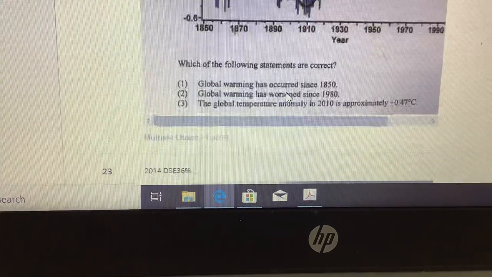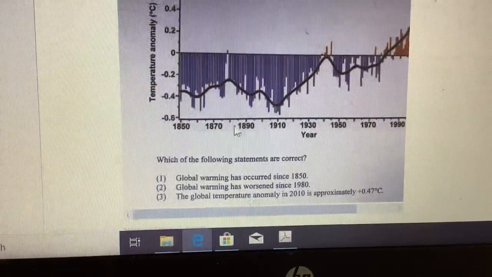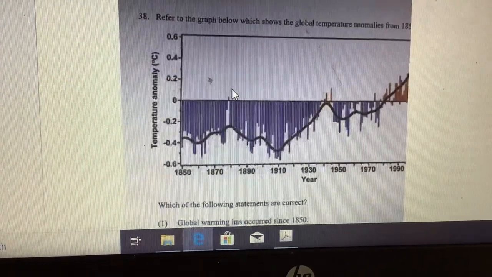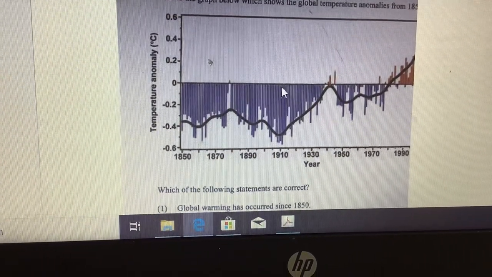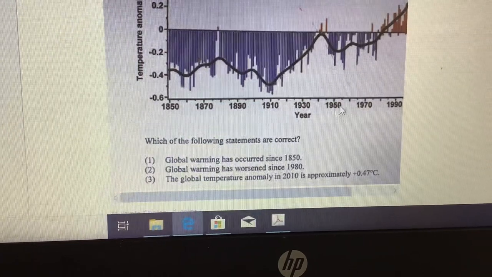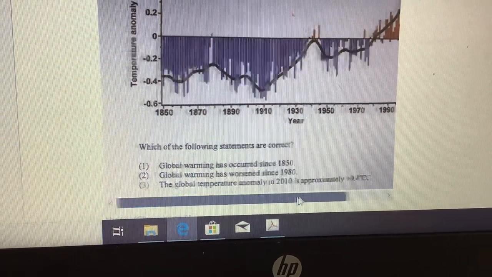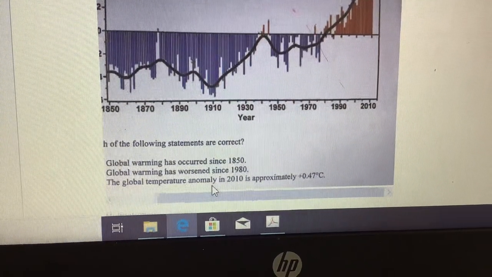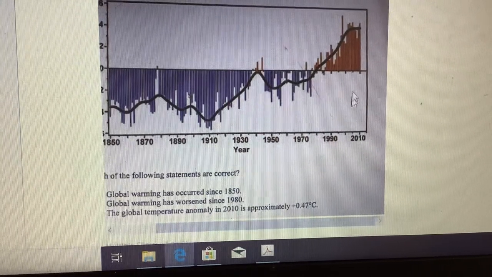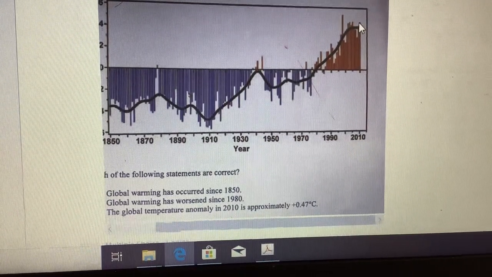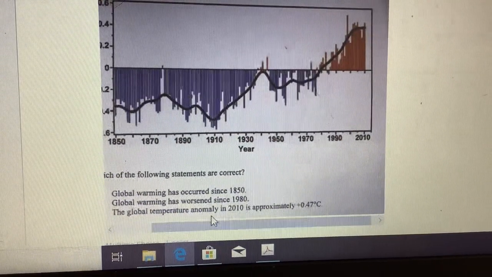Number 22. This one, global warming has occurred since 1850, isn't it? Not really, because you can see the global warming was worsened in 1880. Yes, sir, as you can see here. And then the global warming anomaly in 2010, check it out, is approximately 0.47 degrees Celsius. Sounds right.